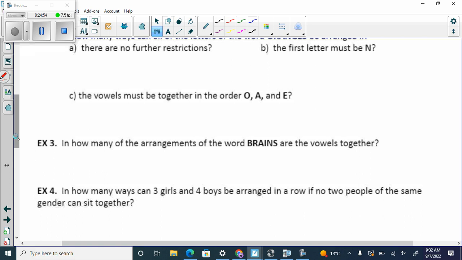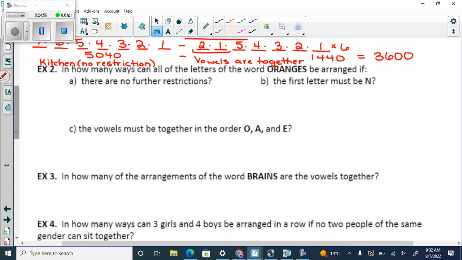And then I want you to try this one. So we're doing 2, 3, and 4. Try them out. So we'll go through this wherever you are. It's okay. So the word oranges, 7 letters. There are no further restrictions. I'm arranging all of the letters.